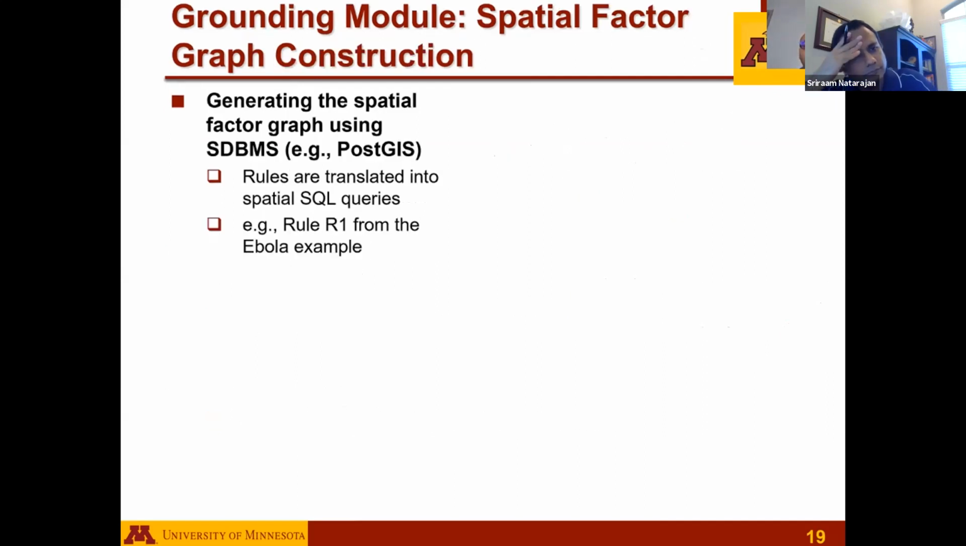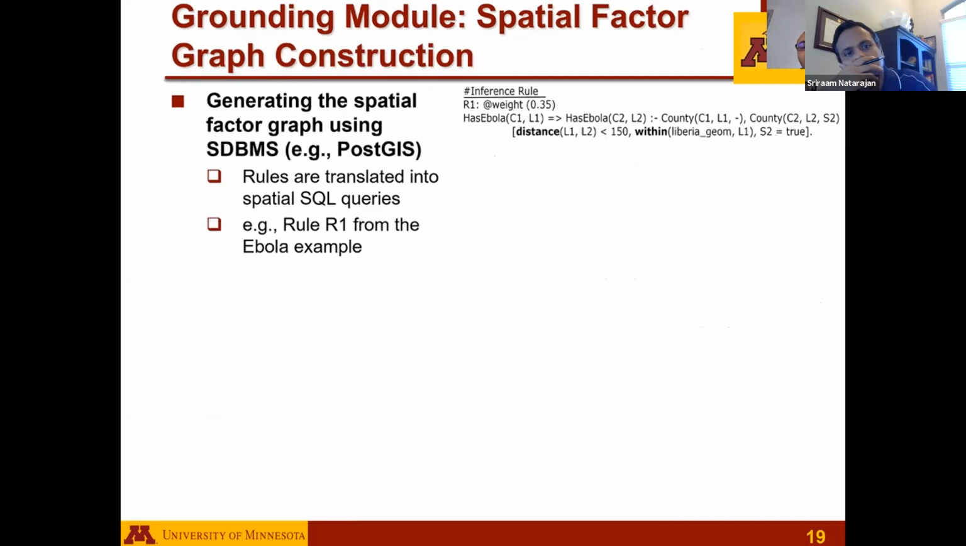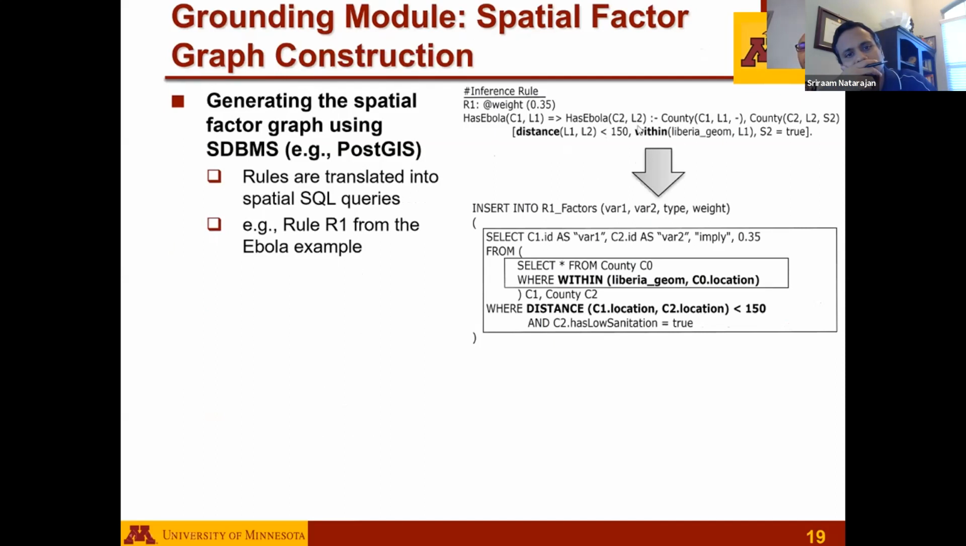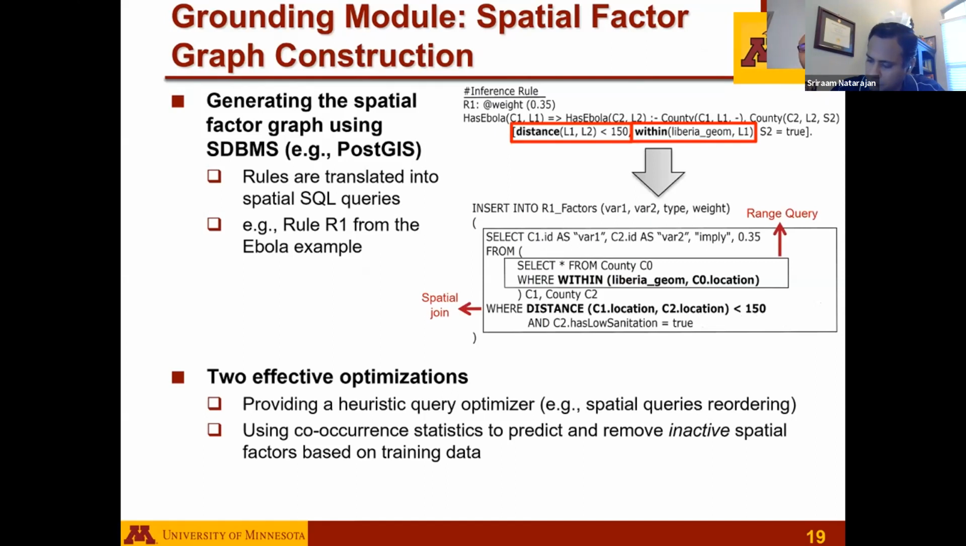To efficiently generate this spatial factor graph, we translate the rules that have spatial extensions into spatial SQL rules. Here is the example that we have for the inference rule. It has two predicates, within and distance, and they are translated into two nested spatial queries, like a range query and a spatial join. We also optimize the order of these queries using a heuristic query optimizer and remove any unnecessary spatial factors generated using some heuristic approaches. The details of these approaches and optimizations are in the paper.